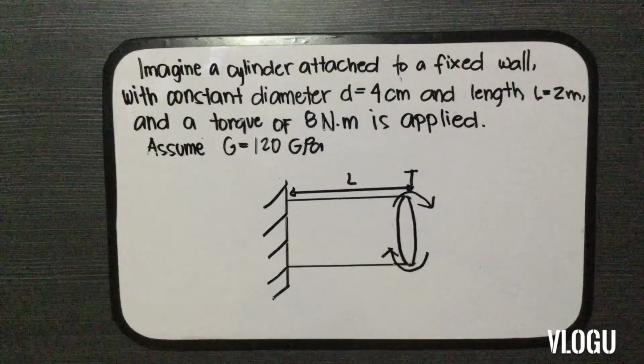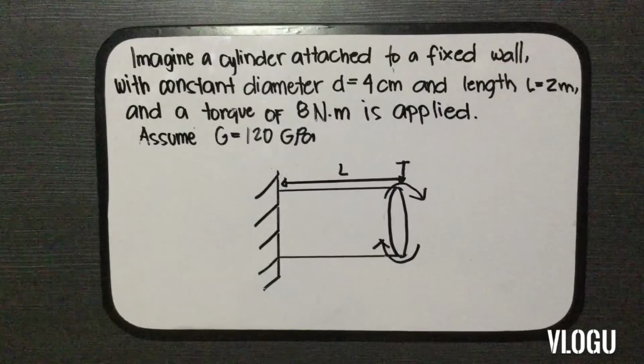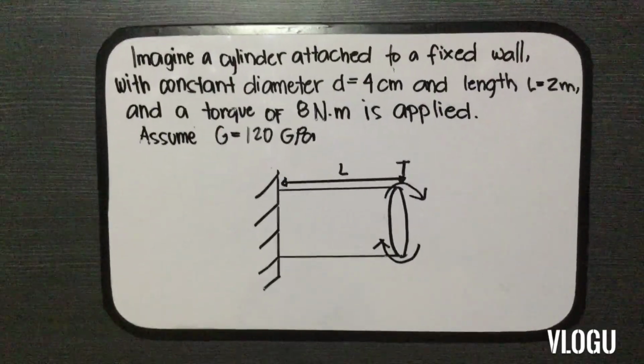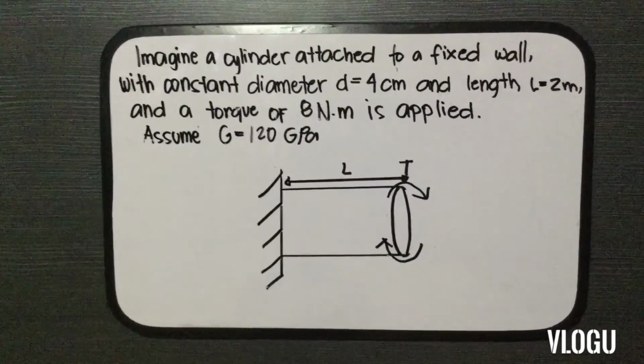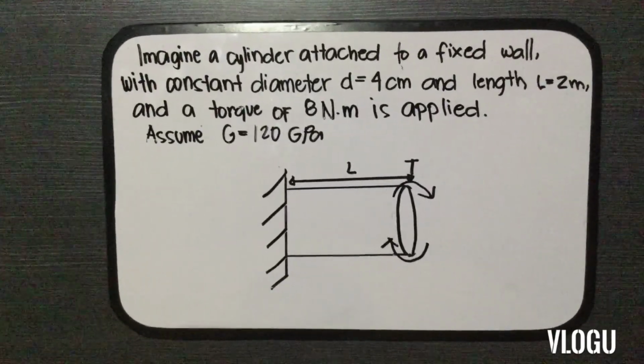For Castigliano's example, imagine a cylinder attached to a fixed wall with constant diameter of 4 cm and length of 2 meters, and a torque of 8 Newton meter is applied. Assume G is equal to 120 gigapascal. To find the displacement of the cylinder, we will use Castigliano's theorem with the strain energy for torsion.